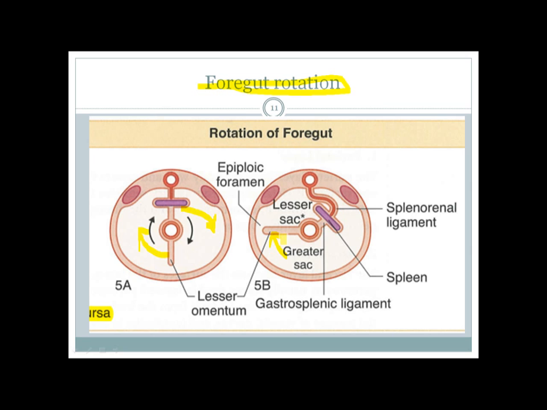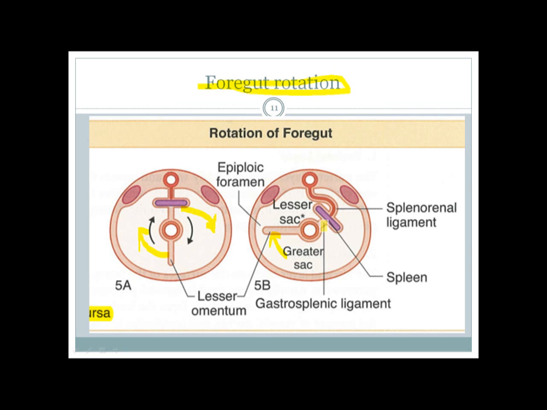As you can remember from adult anatomy, the liver is present on the right side of the body, but it actually developed in the front side of the body. Because of the 90-degree rotation of the foregut, it took its place on the right side of the body. And the spleen developed in the dorsal embryonic mesentery, so it was posterior to the stomach. But because of this rotation, the spleen comes to the left side of the stomach.